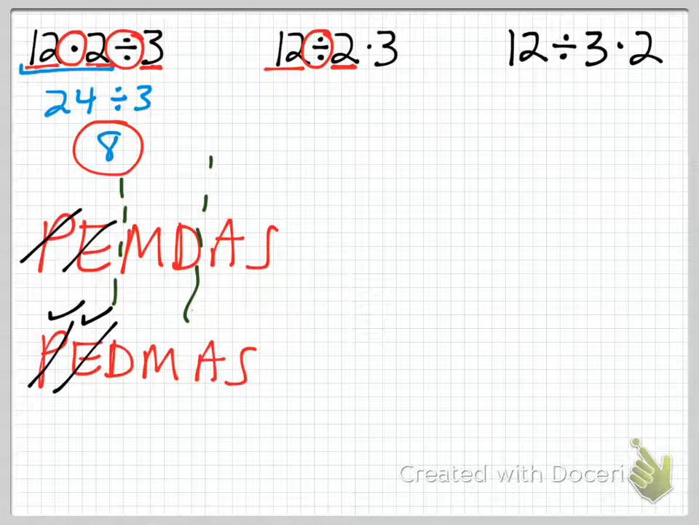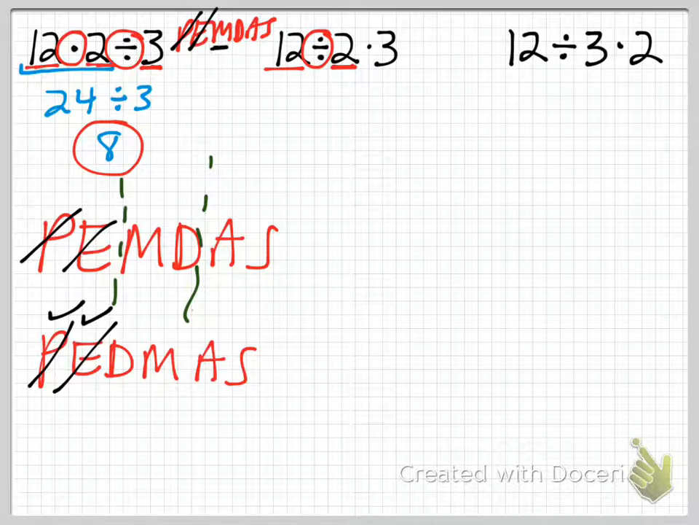So in this second example, we see a number, and then a symbol, and then another number. We see no parentheses, we see no exponents. So if we're looking at PEMDAS, there's no parentheses, there's no exponents, and then we go to the next one. And in this case, we go to the next two: multiplication and division. So that's what we have to do first. Either multiplication or division, whichever comes first as you go from left to right.